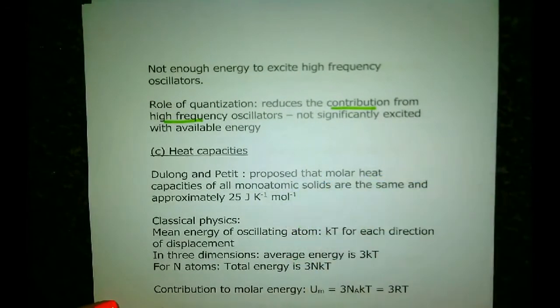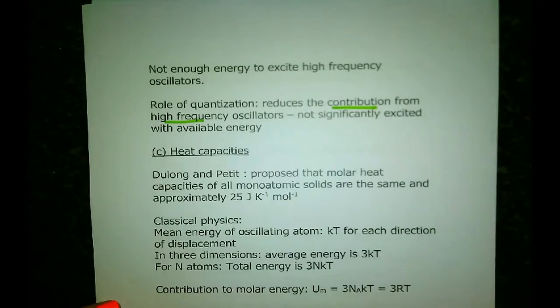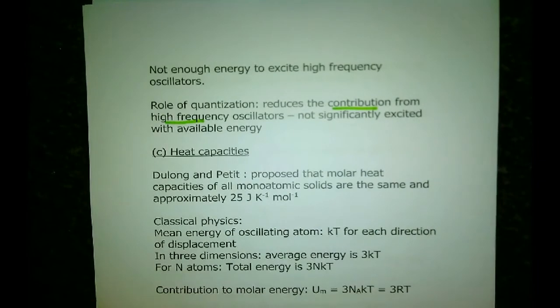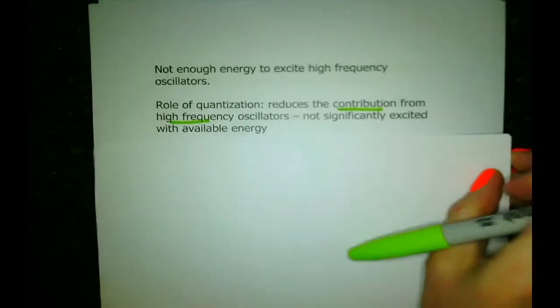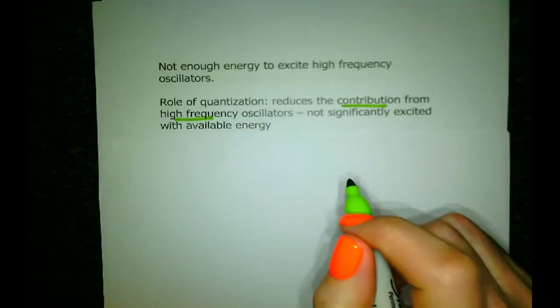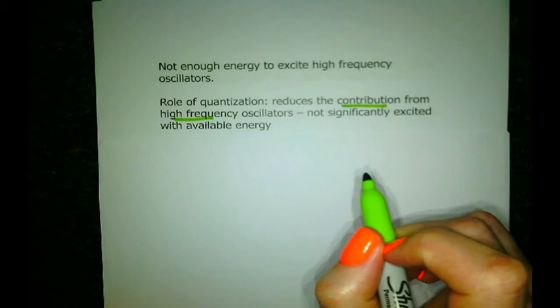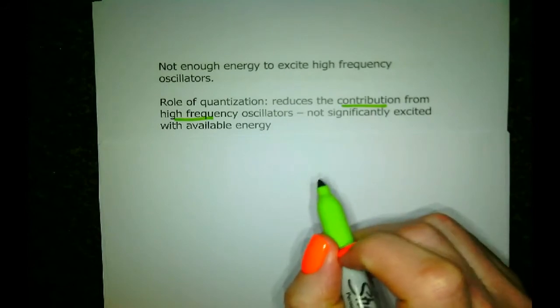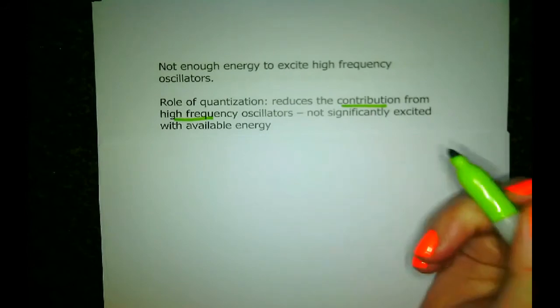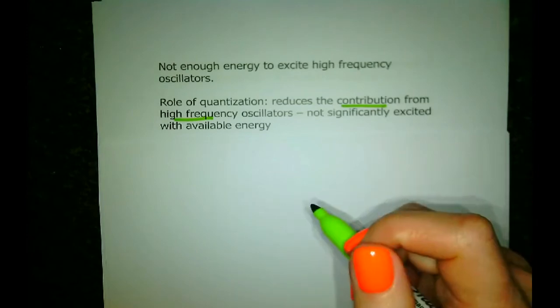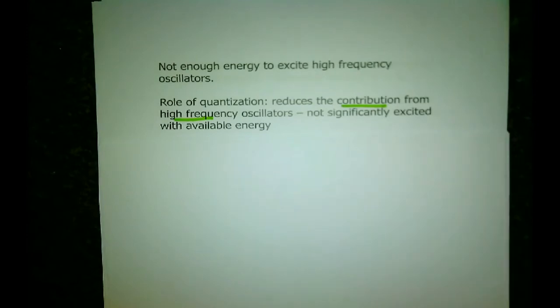So again, to summarize, by introducing the idea of quantization, Planck managed to explain the experimental observation of the blackbody radiation curve that Rayleigh couldn't explain by just applying classical mechanics.